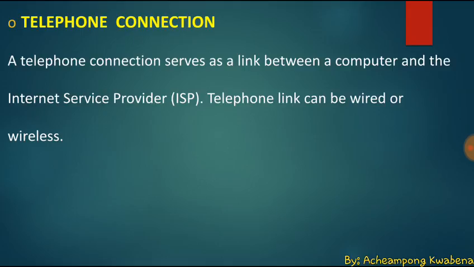We said a wired connection involves the use of cables or cords to connect a device to a computer or a computer to another computer. Then we said a wireless connection is the use of wireless technologies like Bluetooth, infrared, and so on, Wi-Fi, to connect or link devices together.